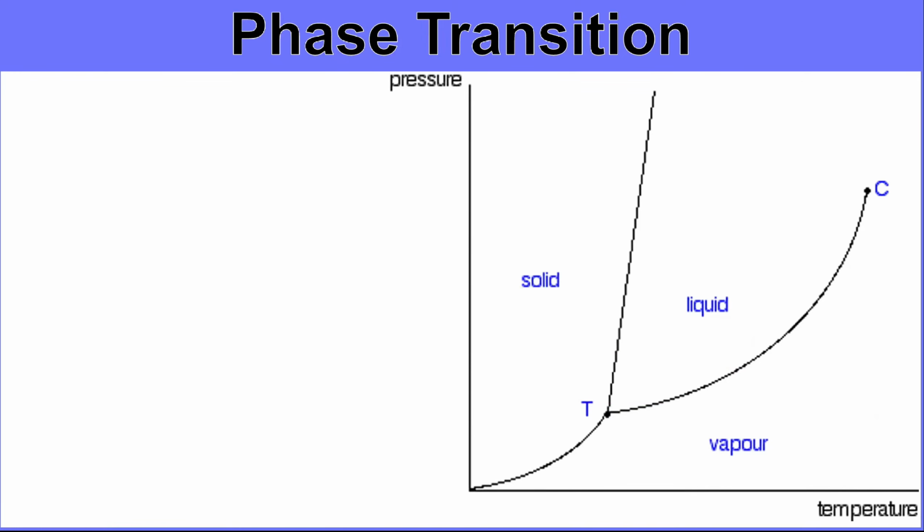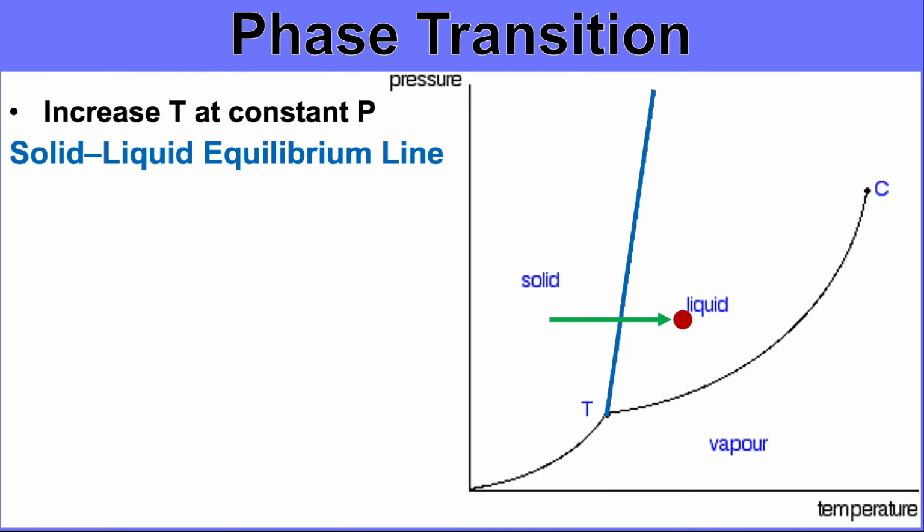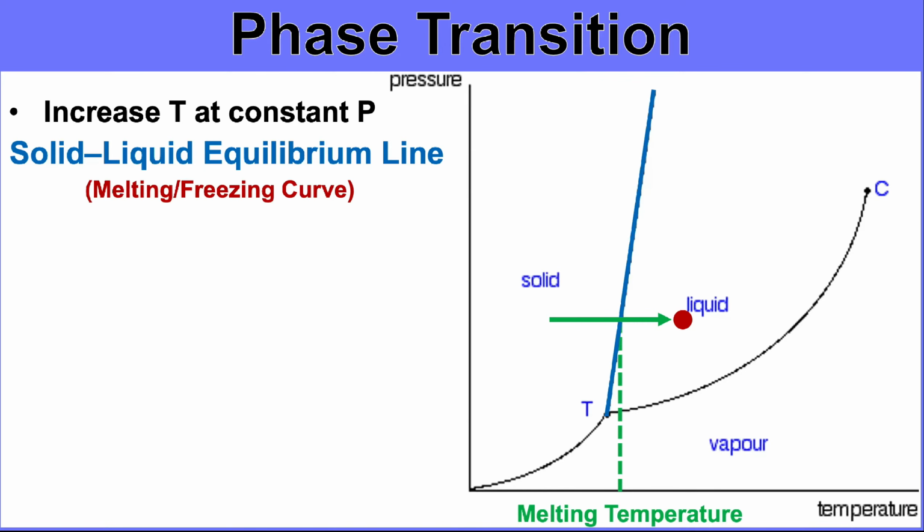For example, you have a solid here and you increase the temperature at constant pressure. Okay, so at some point, your solid will cross this line. So when that happens, the solid becomes liquid because it's in the liquid area because it crosses the solid liquid equilibrium. So some books they call it the melting or freezing curve. It's the blue one. Okay. So at what point did the solid start to melt? It's here. So we call this the melting temperature.